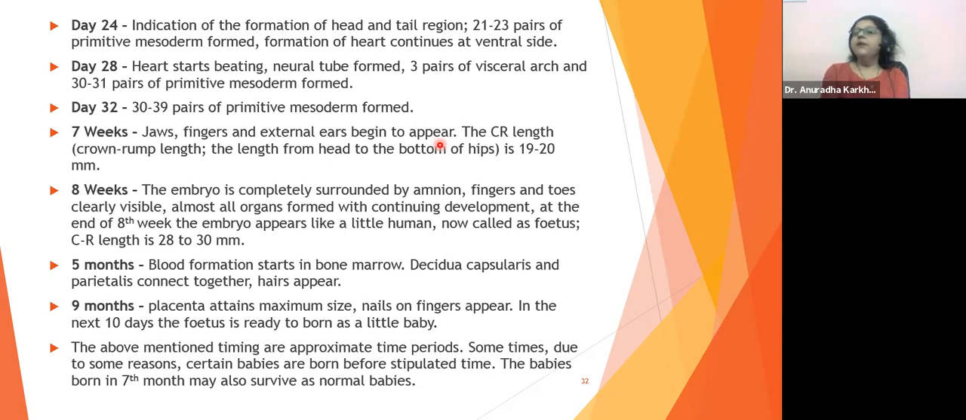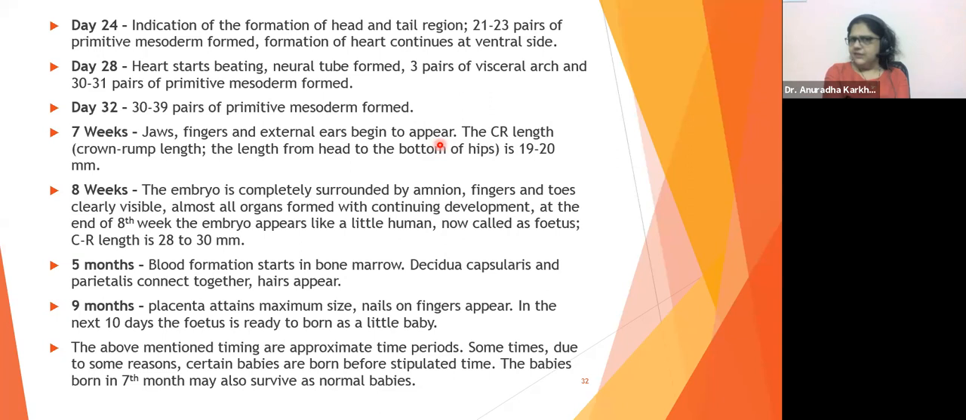28 days, heartbeats can be felt, heart starts beating. Neural tube form, 3 pairs of visceral arch, 30 to 31 pairs of primitive mesoderm form. Okay. Day 32, 30 to 39 pairs of primitive mesoderm form. So look at the thickness of the embryonal mesoderm, how it is becoming thicker and thicker. 7 weeks, jaws, fingers, external ears begin to appear. The CR length, CR is crown rump. What is crown rump? Head to the bottom of the hips is called as the crown rump area. Is going to be around 90 to 20 mm.